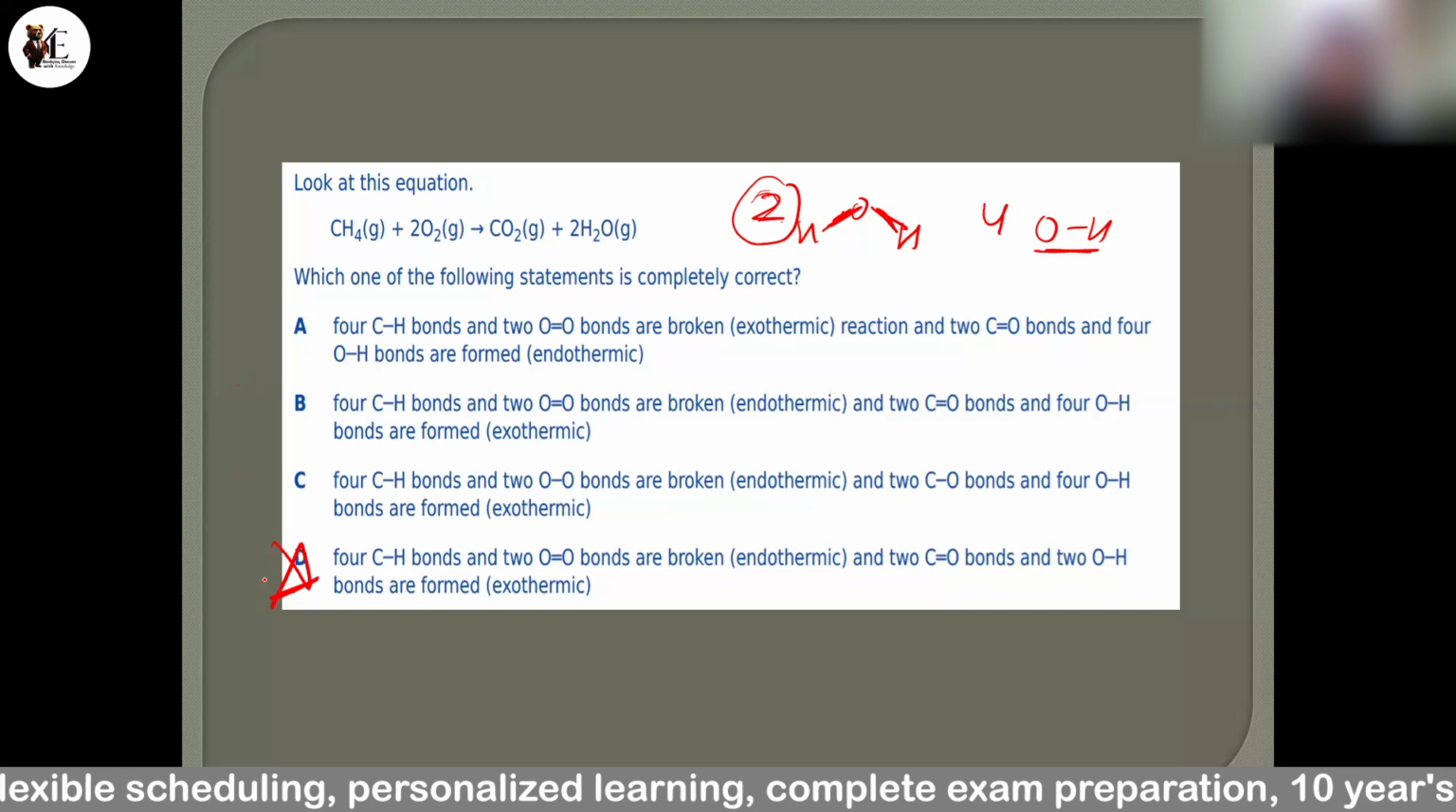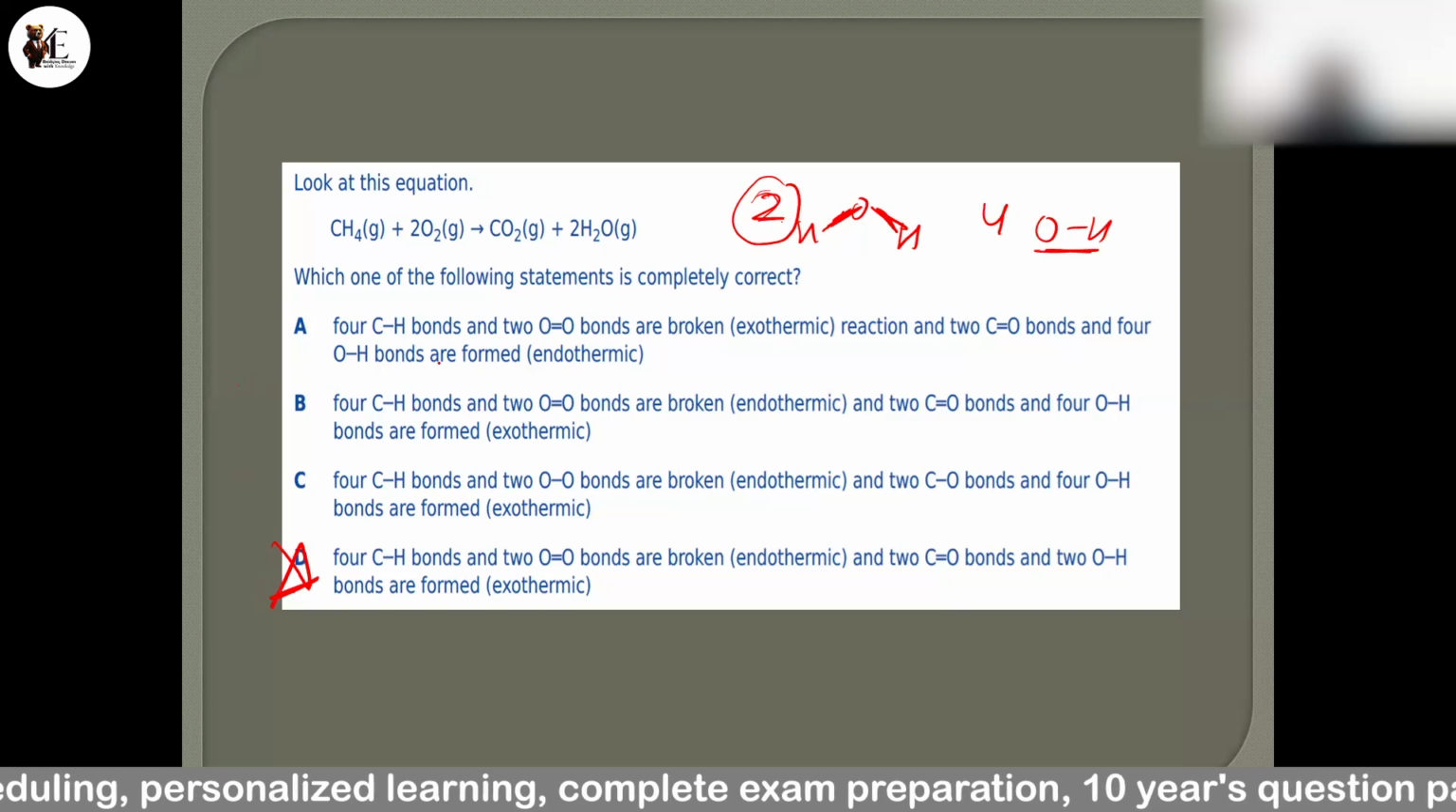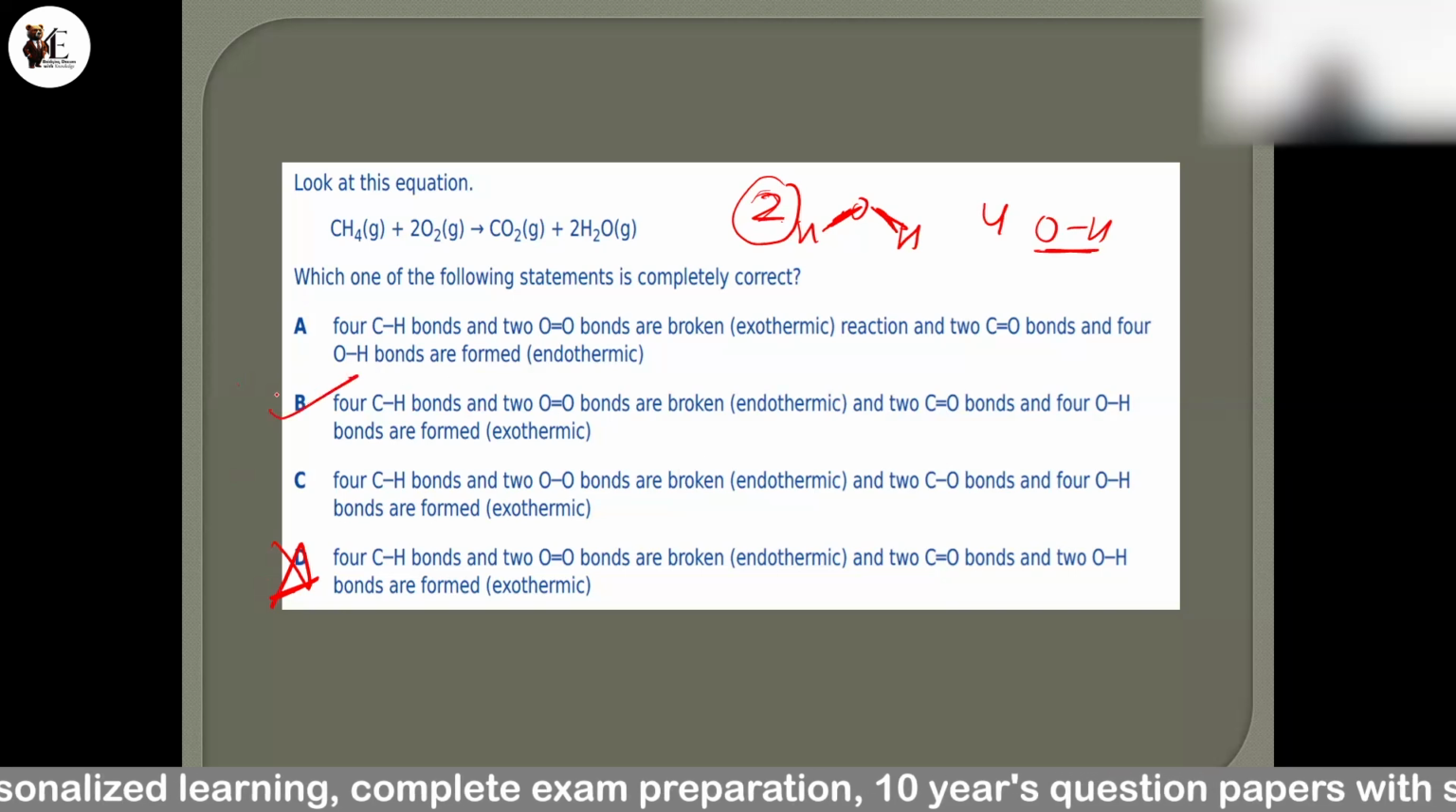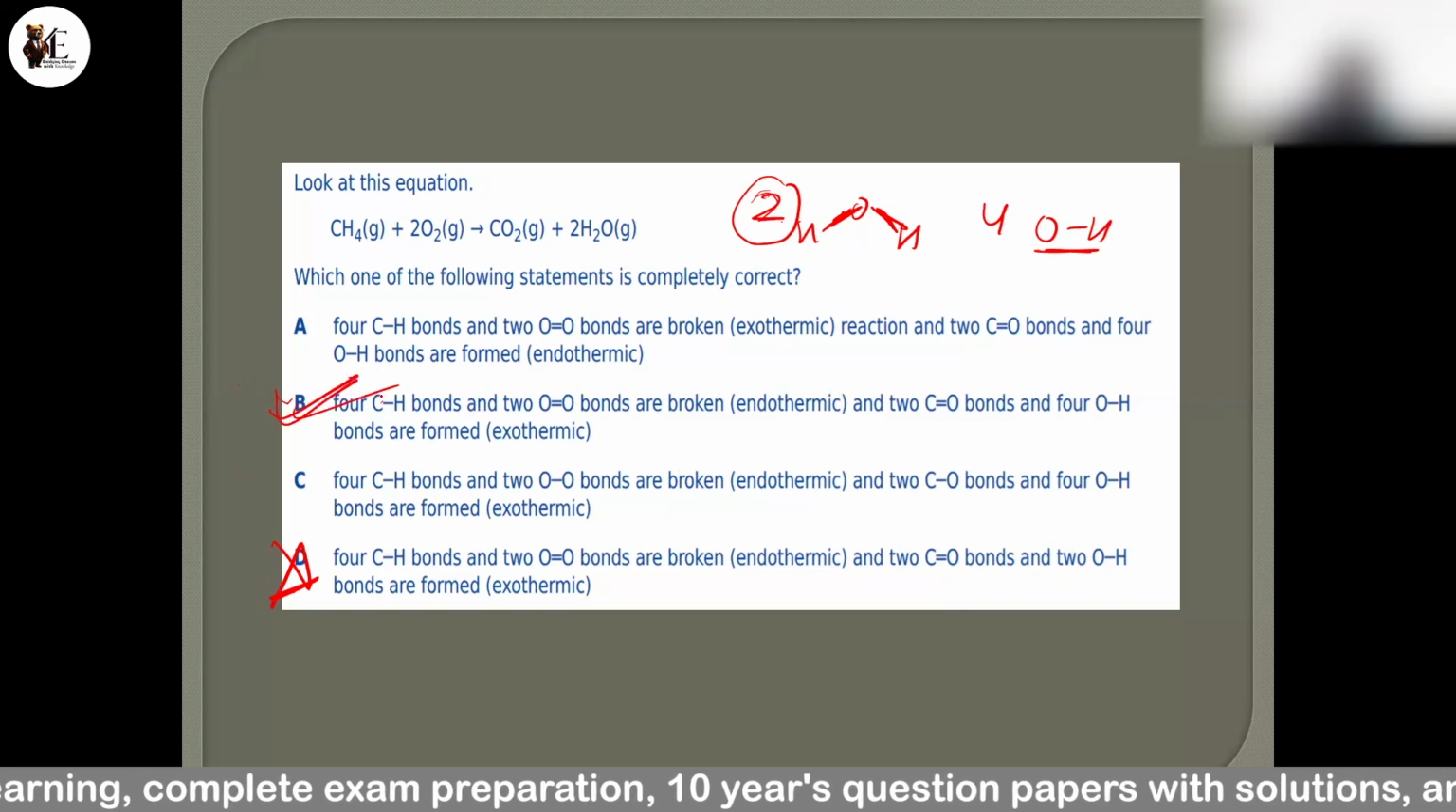B. B, right? Yes. Yes, option number B is correct. Okay, so very good.